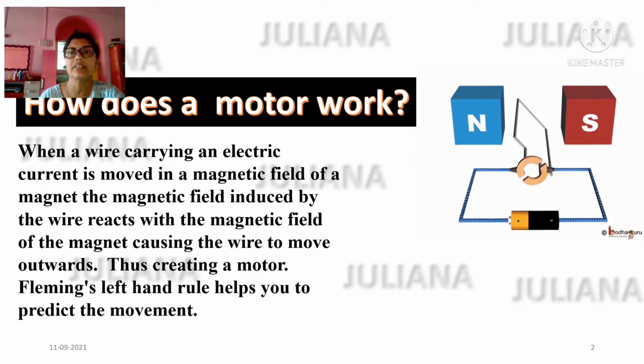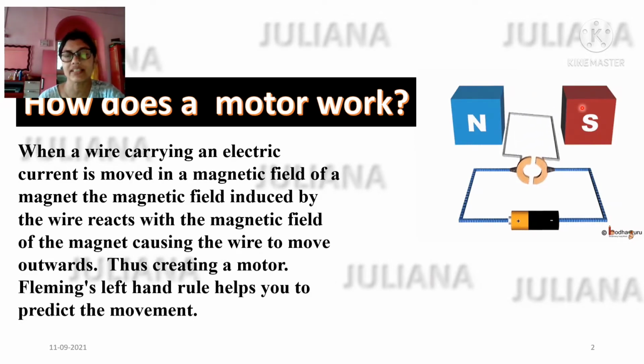When a wire, that is this armature here, which is carrying electric current, which has its own magnetic field, is placed in the magnetic field of a magnet, both the magnetic fields now are in direct contact, and as these lines of magnetic field are being cut, we realize that the coil is pushed outward. Okay, and this creates a motor effect.